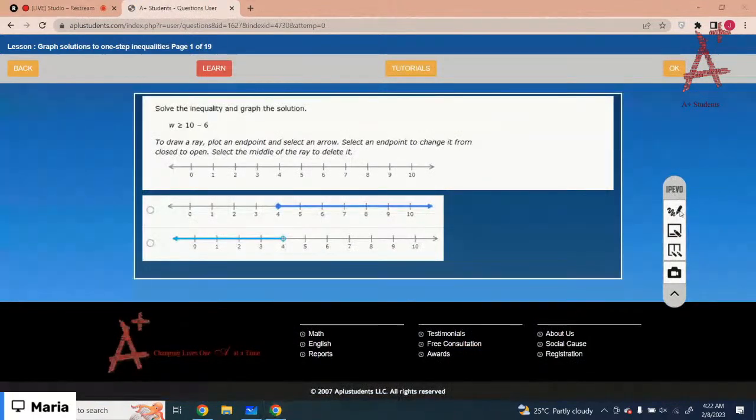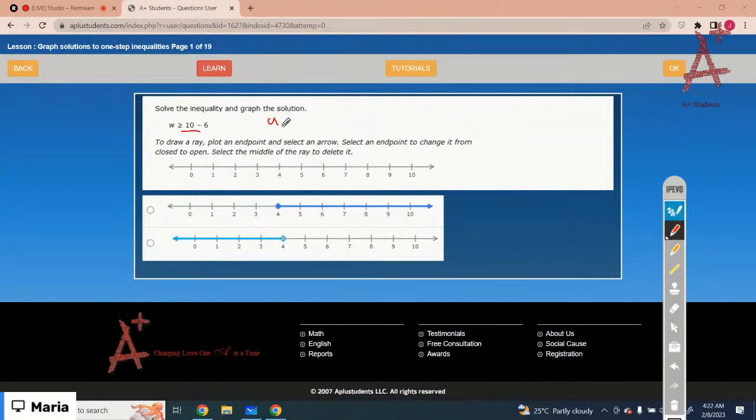Okay. The next one is solve the inequality w is greater than or equal to 10 minus 6. So just evaluate, 10 minus 6 is 4. So it would be w greater than or equal to 4. That means w can be 4 and all the numbers that are greater than 4. So you must have a closed circle at 4, and the graph must point at the right hand side. So that would be option number 1.